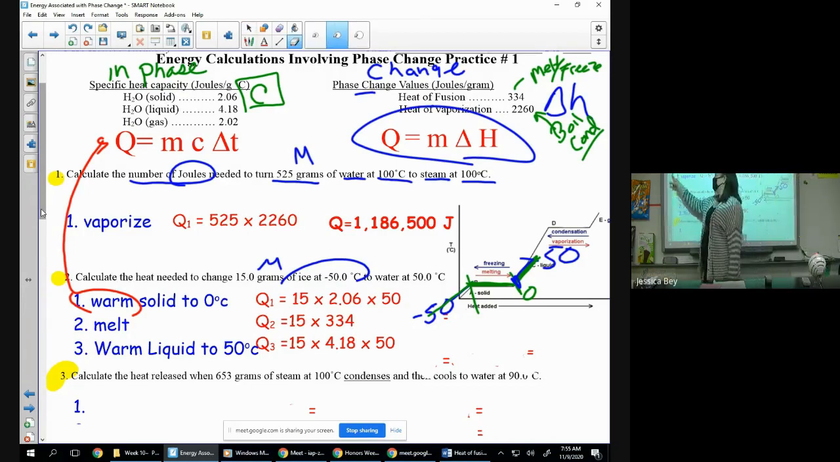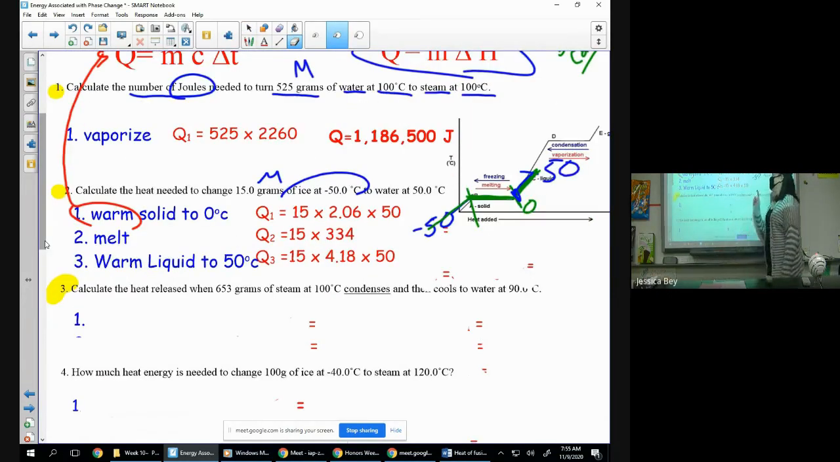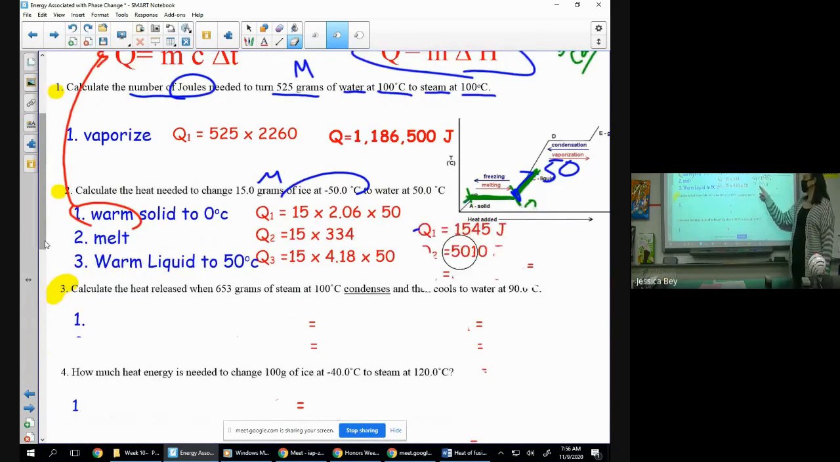Then it just turns into really easy arithmetic at this point. 15 times 2.06 times 50. I think I put it right here. You're going to get a couple Qs. 1545, probably for the first one. 5010 for the second one. 3135 for the third one. These are all amounts you kind of have to pay. Add them up. 9,690, and make sure you have joules on there.